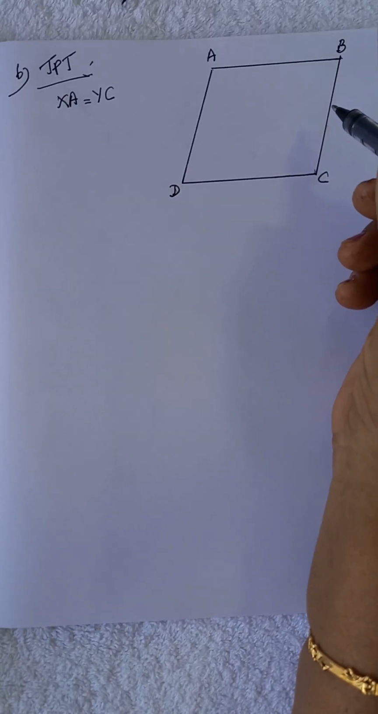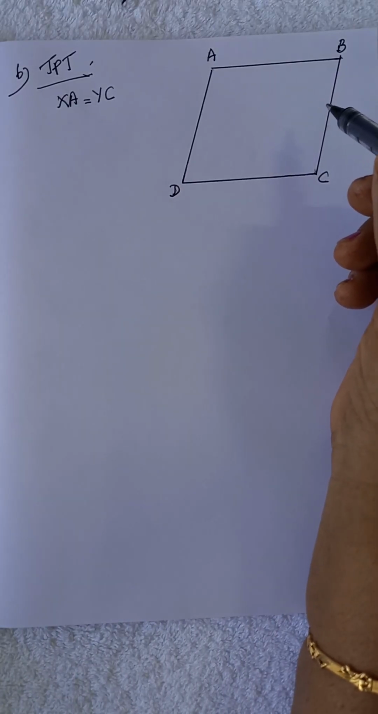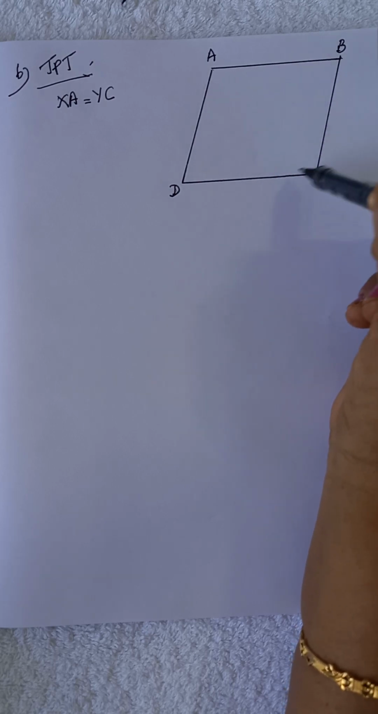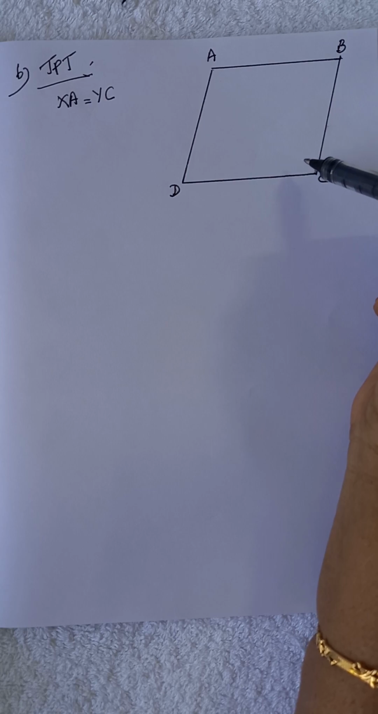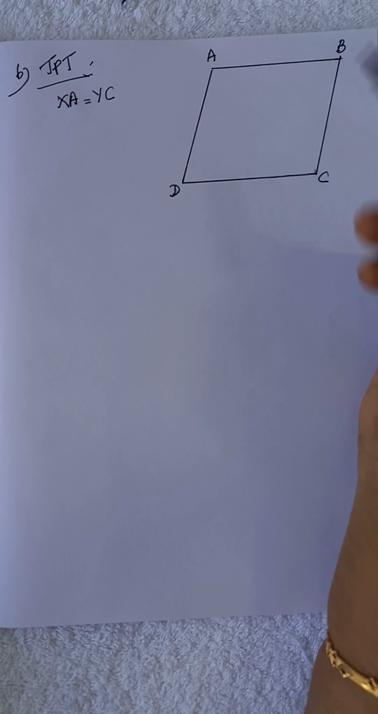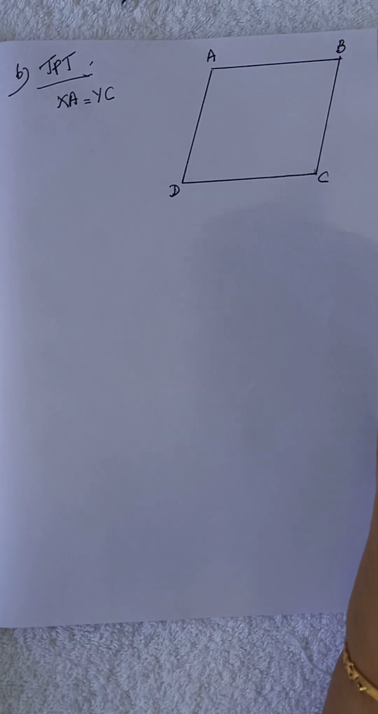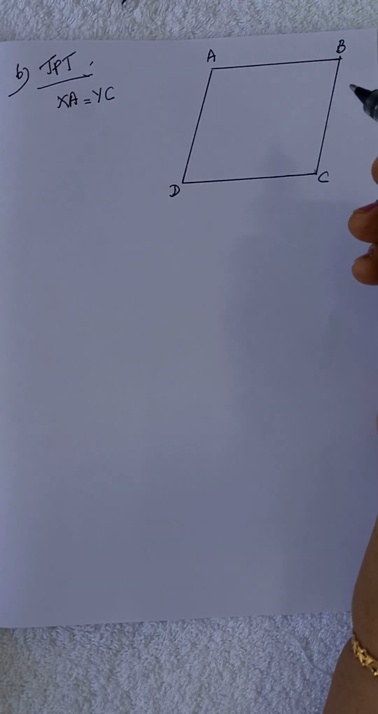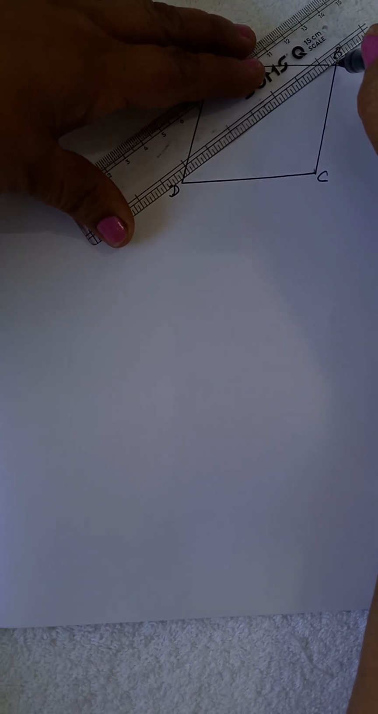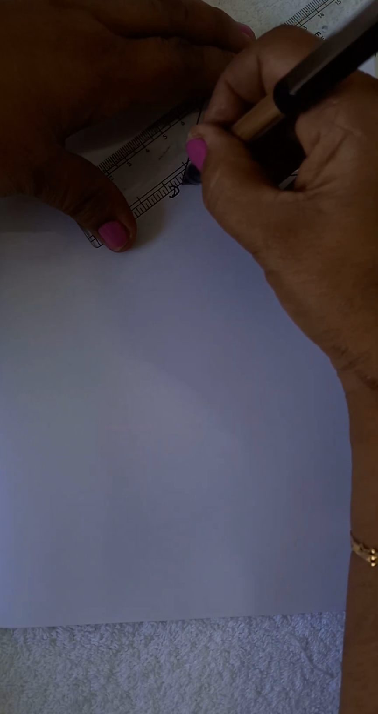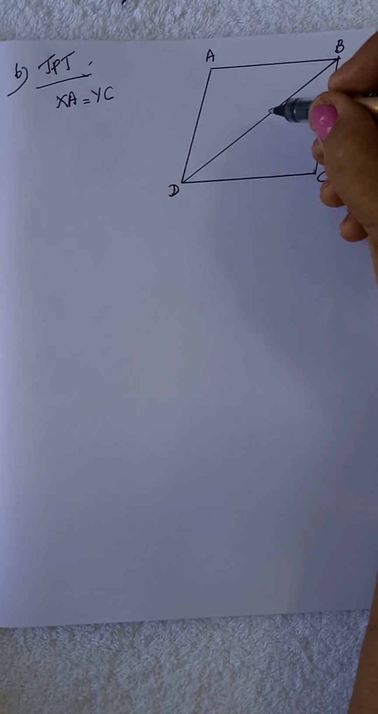Now the 6th question. In the parallelogram ABCD, the angles A and C are obtuse. Obtuse means angle greater than 90 degree. Acute means angle less than 90 degree. A right angle means 90 degree. Now points X and Y are taken on the diagonal BD. So what is the diagonal here? This BD. This diagonal we have to draw. Now we have to choose points X and Y on this diagonal BD.